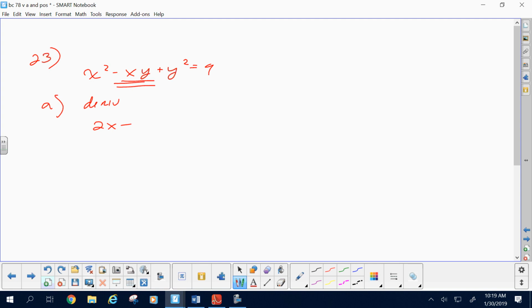Make sure you use the product rule carefully on that middle guy. First stays the same, derivative of the second. The second stays the same. Oops. Have a good day.